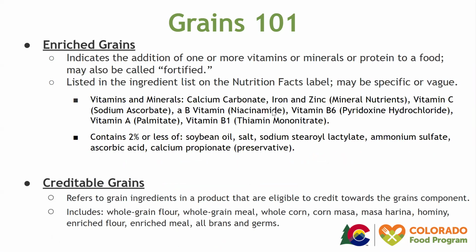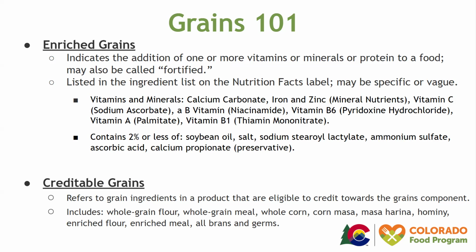The next definition is enriched grains. This indicates the addition of one or more vitamins and minerals added to the food. It may also be listed as fortified. And it can look a little bit different on the nutrition facts label. Sometimes the ingredient list says exactly, vitamins and minerals, and lists what's added. And sometimes it's a little more confusing to figure out, are these vitamins and minerals?